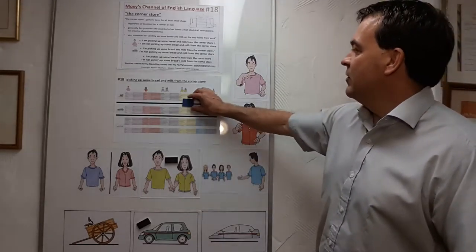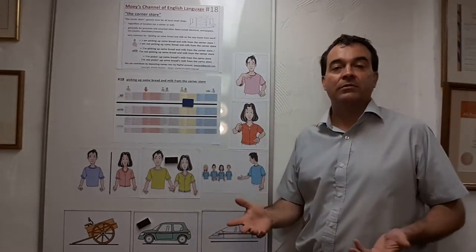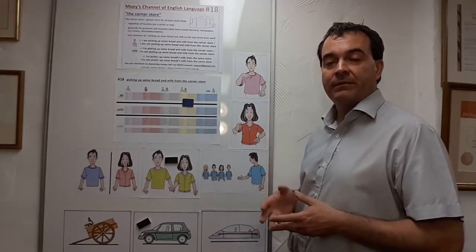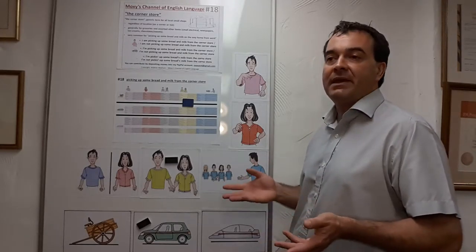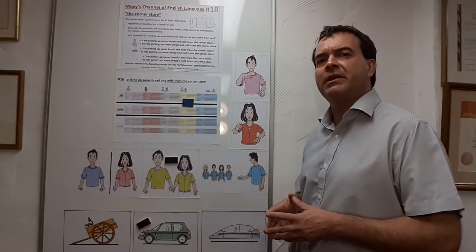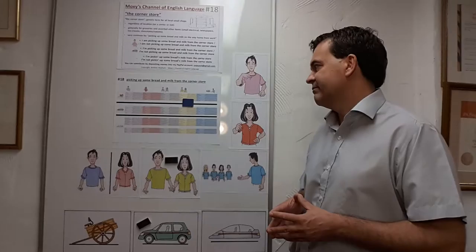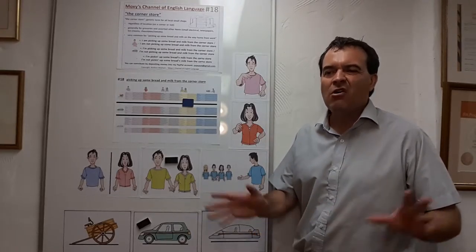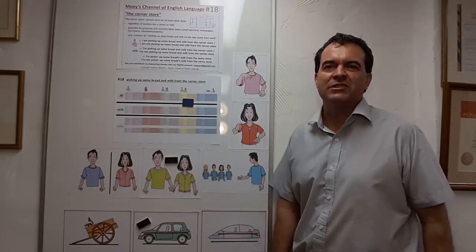Present tense. We are picking up some bread and milk from the corner store. We are not picking up some bread and milk from the corner store. We're picking up some bread and milk from the corner store. We're not picking up some bread and milk from the corner store.